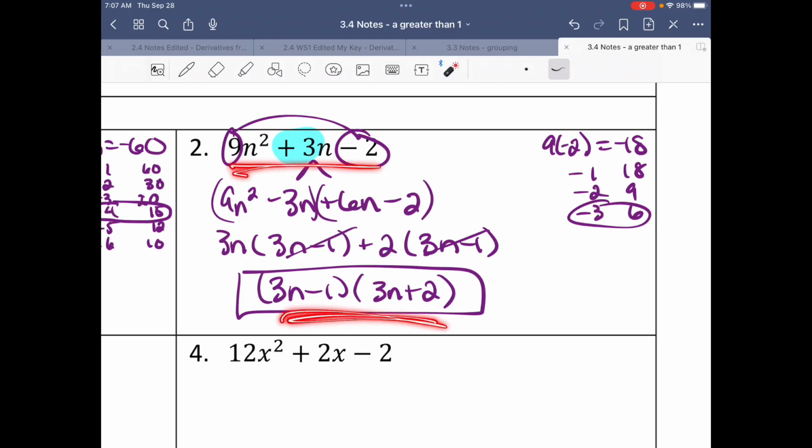Now remember, we discussed in the last one, these two versions are equivalent. They equal the same polynomial. If I were to graph these two, I would get the same picture. I would get the same graph. This one's standard, this one's factored, but they are equivalent.